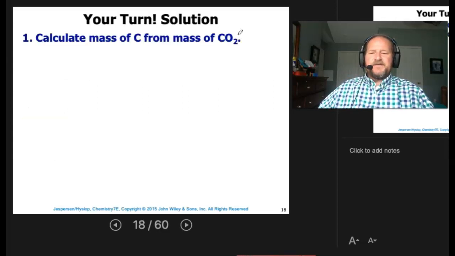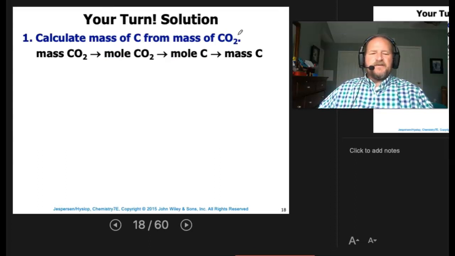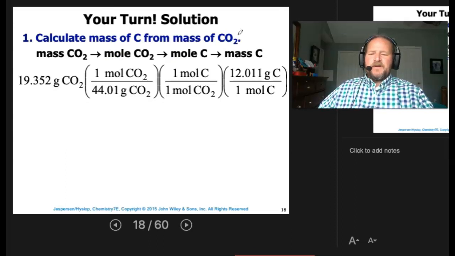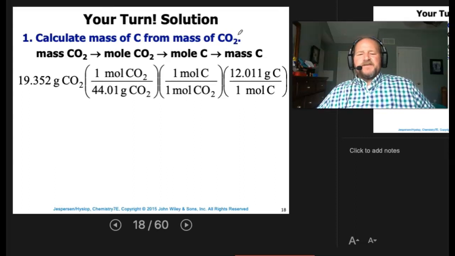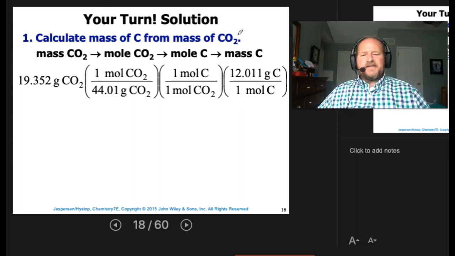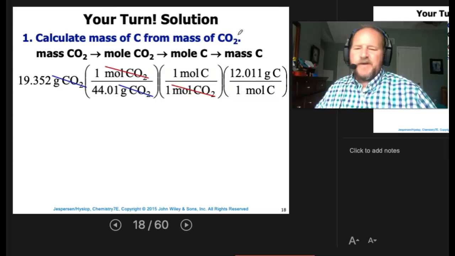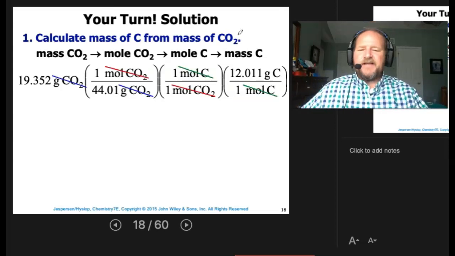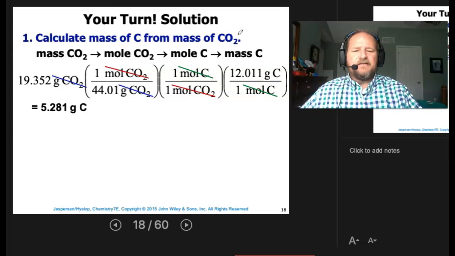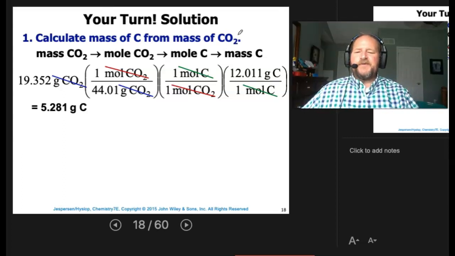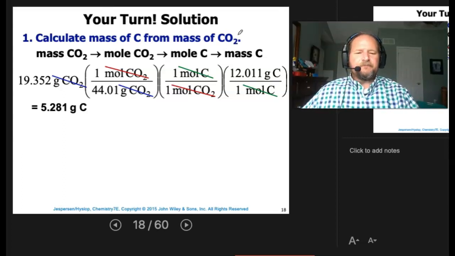So again, first thing we'll do is calculate the mass of carbon from the mass of CO2. There's our three-step process. We're going to take the 19.352 grams of CO2, divide by the molar mass of CO2. The mole-to-mole relationship is 1:1, and then we'll multiply by 12 from the periodic table. Grams of CO2 will cancel out, moles of CO2 will cancel out, moles of carbon will cancel out, and we'll be left with 5.281 grams of carbon.